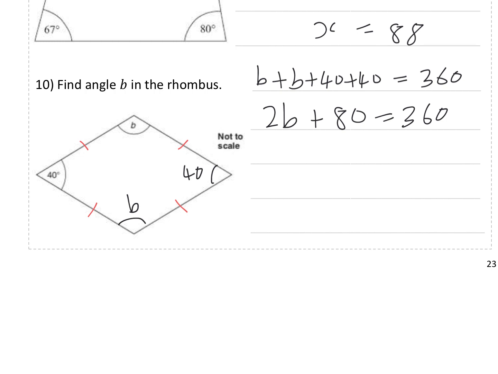To work out B, we'd first of all see what 2B is worth. So get rid of the 80, take 80 off both sides. So that gives you 2B equals 280. And if 2B is equal to 280, 1B would be half the size, so B would be 140.